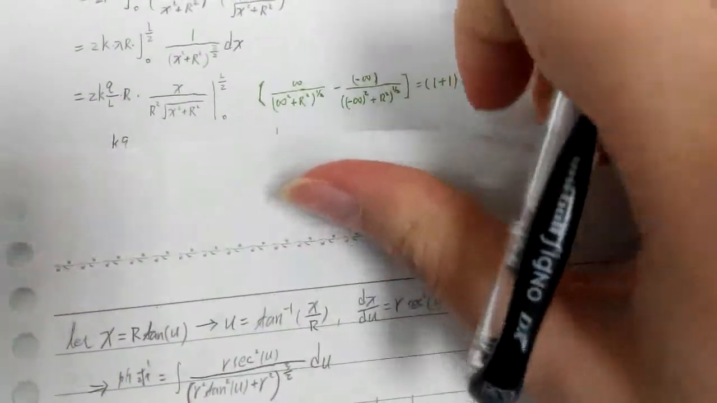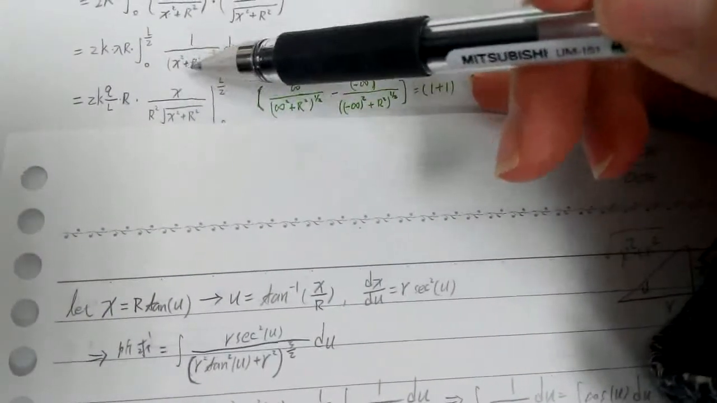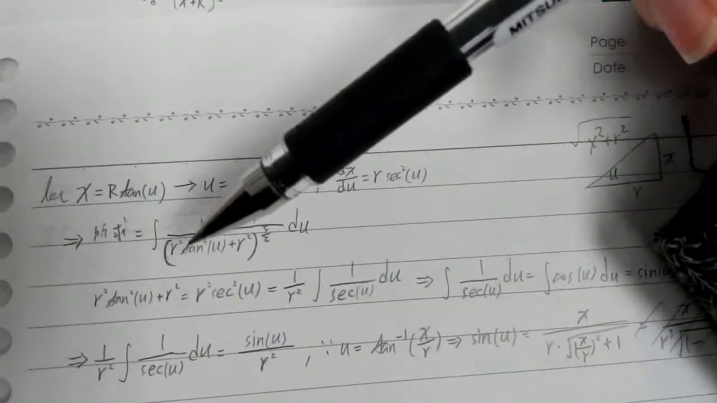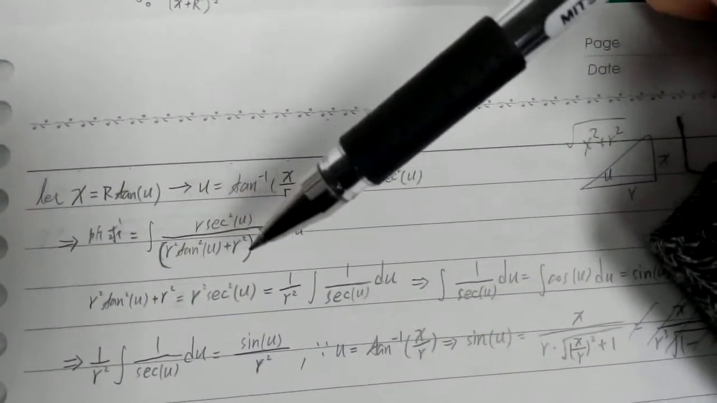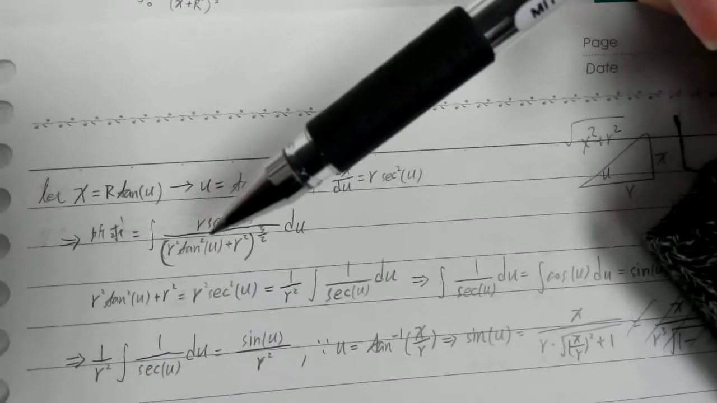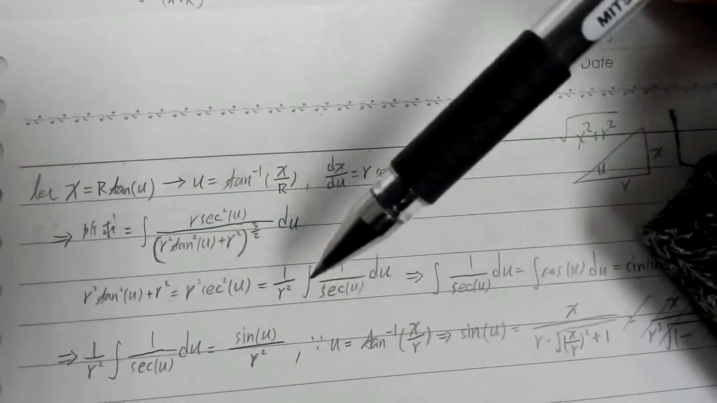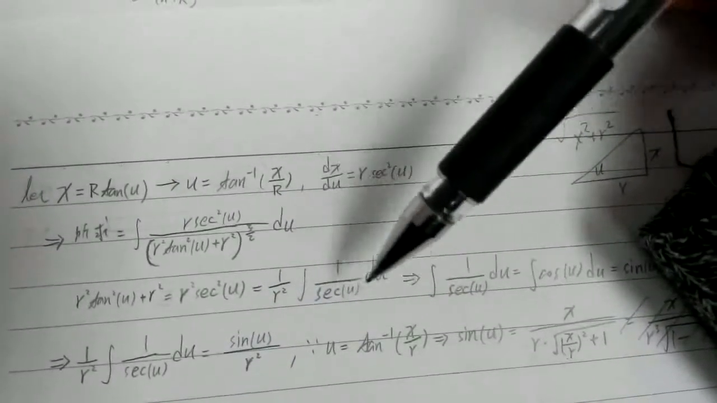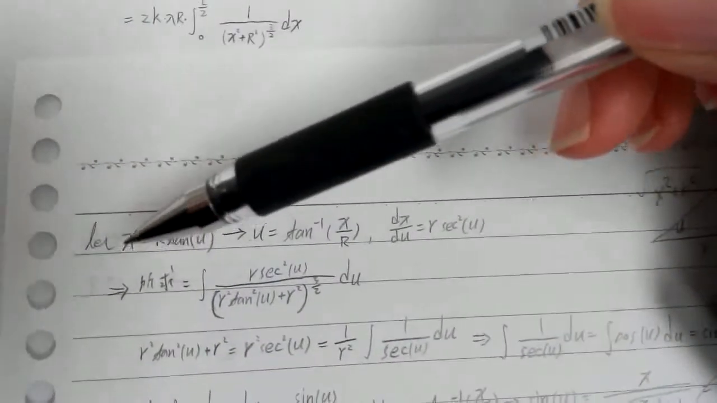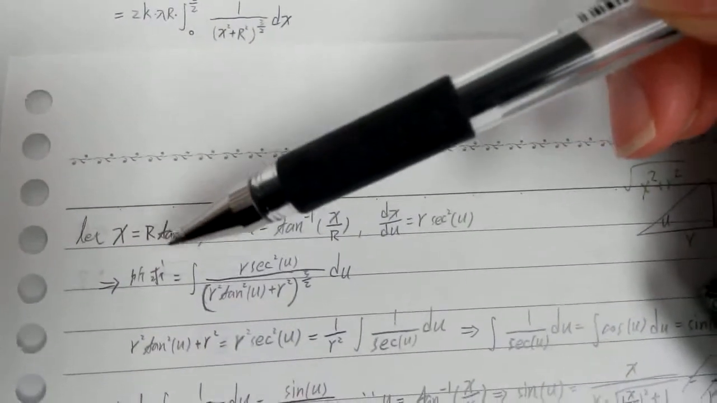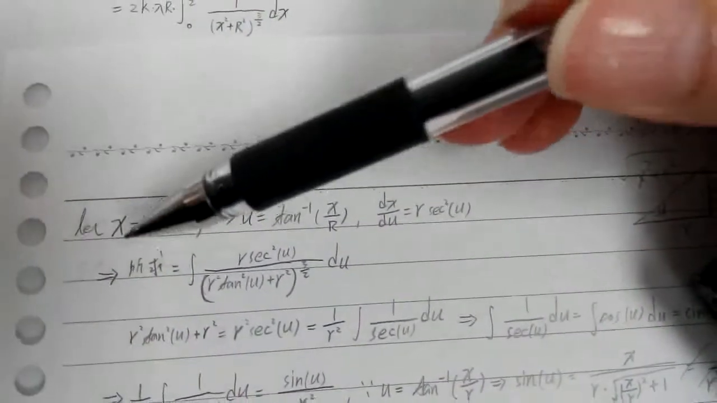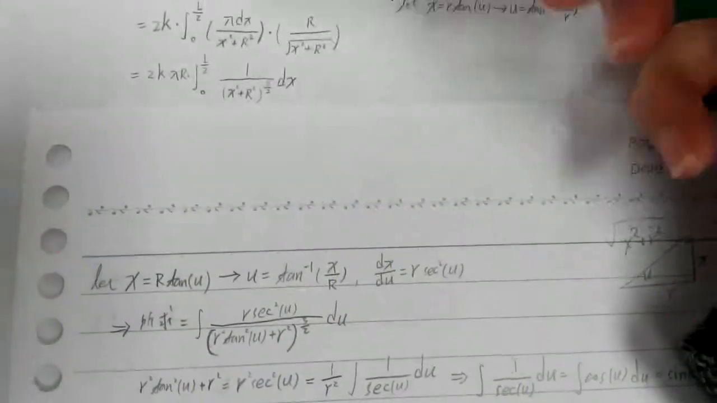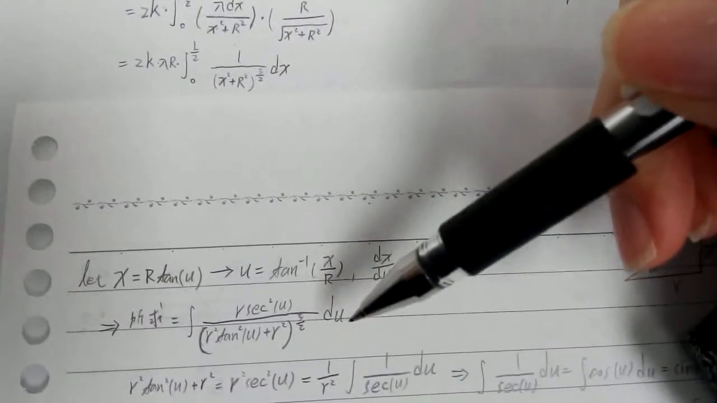If we take x equal to r tangent u, then when we substitute, r squared tangent squared plus r squared, tangent squared plus 1 will equal sec squared, right? That's why we can simplify this integration. That's the purpose of setting x equal to r tangent u. So if we set r tangent u, then we have this. But how do we change dx to du?